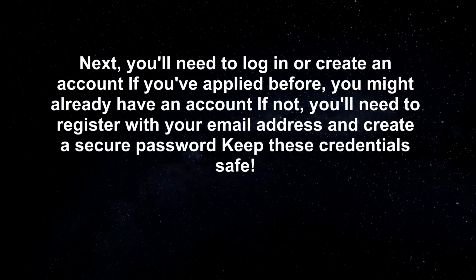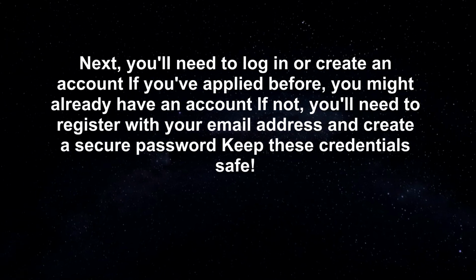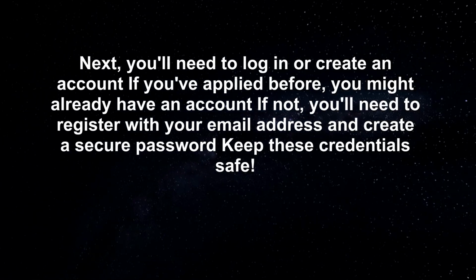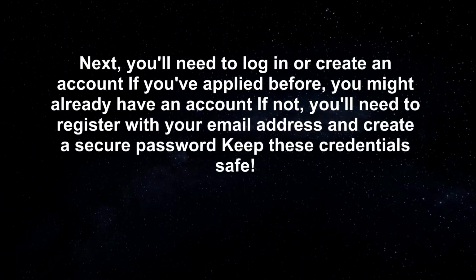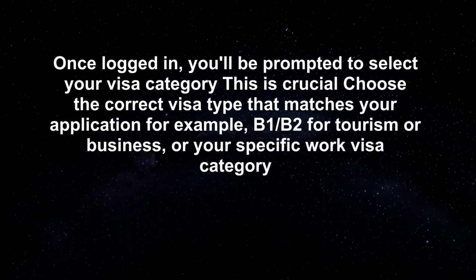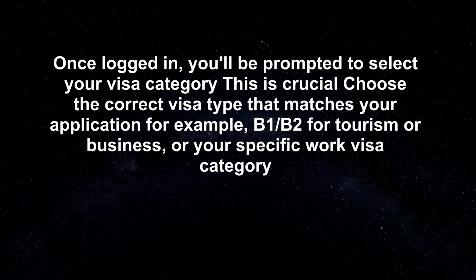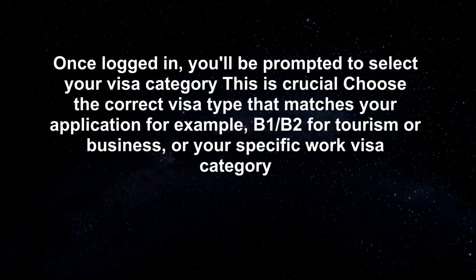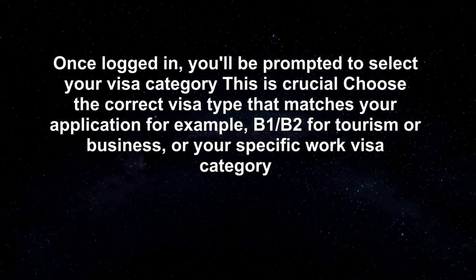Next, you'll need to log in or create an account if you've applied before. You might already have an account. If not, you'll need to register with your email address and create a secure password. Keep these credentials safe. Once logged in, you'll be prompted to select your visa category. This is crucial. Choose the correct visa type that matches your application, for example, B1, B2 for tourism or business, or your specific work visa category.